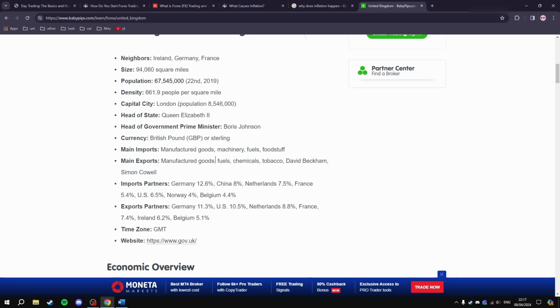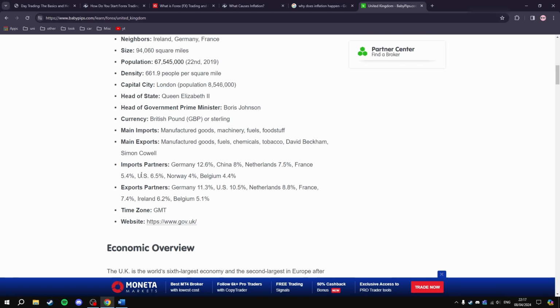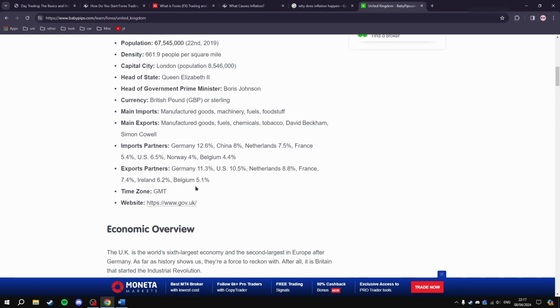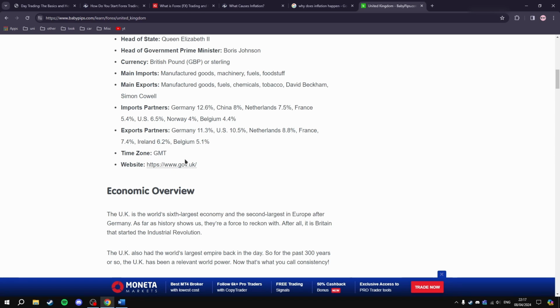Main imports: manufactured goods, machinery, fuels, foodstuff. Main exports: manufactured goods, fuels, chemicals, tobacco, David Beckham, Simon Cowell. Okay. Import partners: Germany 12.6%, China 8%, Netherlands 7.5%, France 5.4%, US 6.5%, Norway 4%, Belgium 4.4%. Export partners: Germany 11.3%, US 10.5%, Netherlands 8.8%, France 7.4%, Ireland 6.2%, Belgium 5.1%. Time zone: GMT. Website: gov.uk.